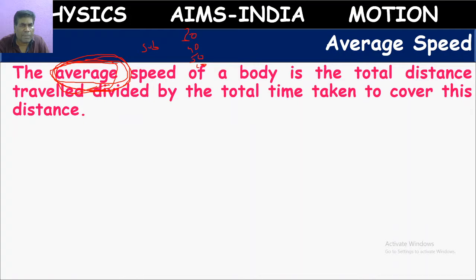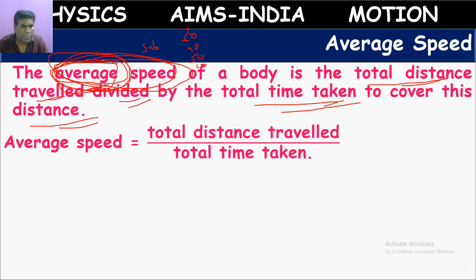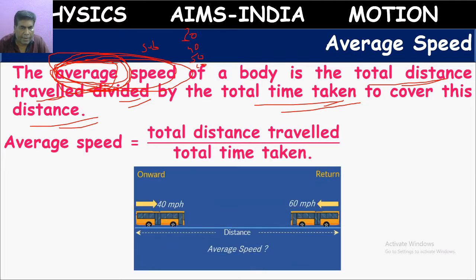Here average speed means the total distance traveled by the body divided by the total time taken to cover this distance. Total distance by total time, if we divide, that ratio is called average speed. So the formula for average speed is total distance traveled by total time taken.